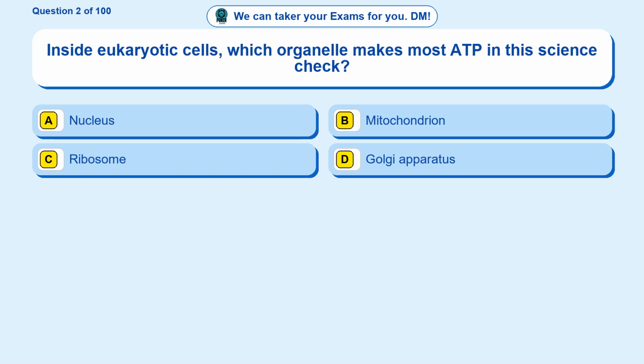Question 2. Inside eukaryotic cells, which organelle makes most ATP in the science check? Option A, nucleus. Option B, mitochondrion. Option C, ribosome. Option D, Golgi apparatus. The correct answer is option B. Mitochondrion.